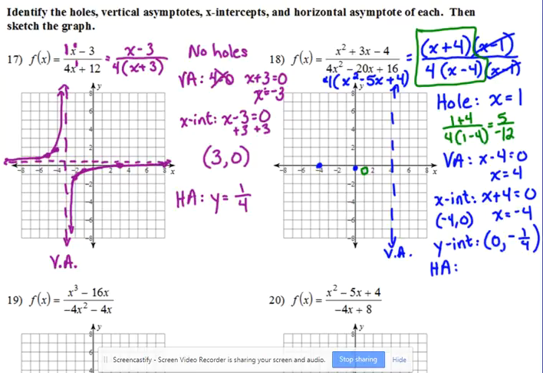Okay, what's the degree of the denominator? 2. So they're the same. So it's the ratio of their leading coefficients. So the leading coefficient in the numerator is 1. The leading coefficient in the denominator is 4. So this horizontal asymptote is the same as number 17's. It is at y equals positive 1/4.